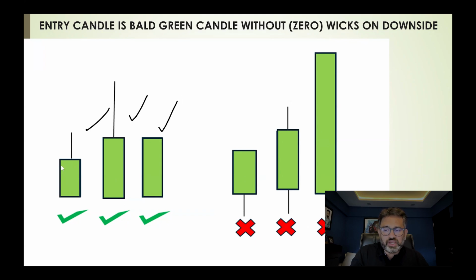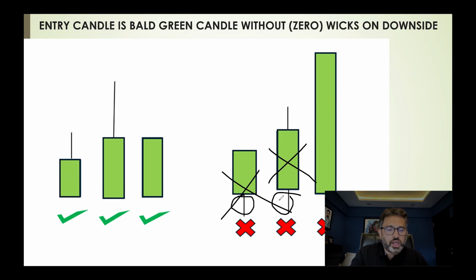Okay. So if you see wicks on the upside, it doesn't matter. The main important thing is that the bottom should not have any wicks. That is our setup for this scalping setup in crude oil. If you see a wick on the downside, then you should avoid that setup. And how about this candlestick?